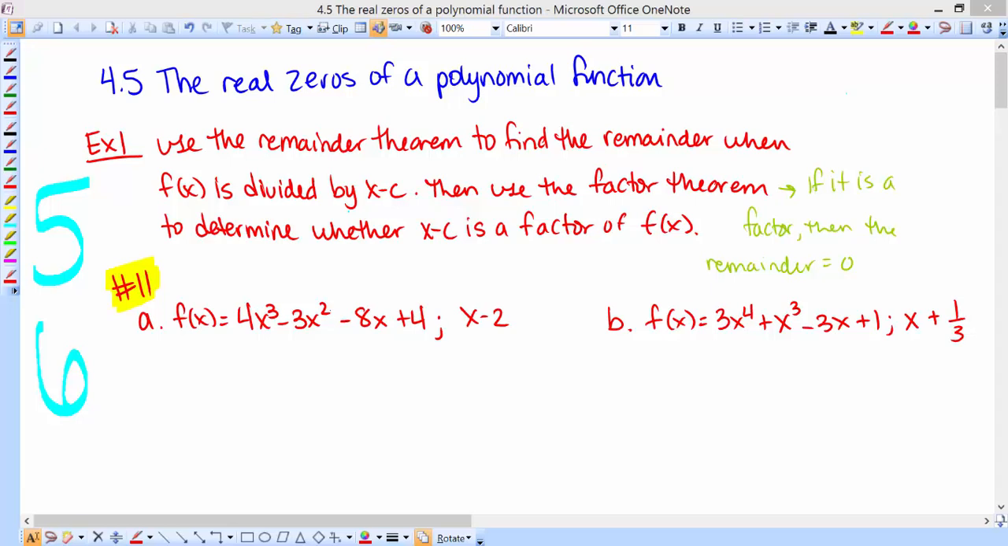4.5, the real zeros of a polynomial function. So in 4.4, we had our first look at solving polynomials and rationals that were inequalities. So here we are going to be looking at only polynomials, and they will be equations, not inequalities, so you don't have to do all that testing with the number line. But we will be learning some new theorems today that will help us in the process of solving.